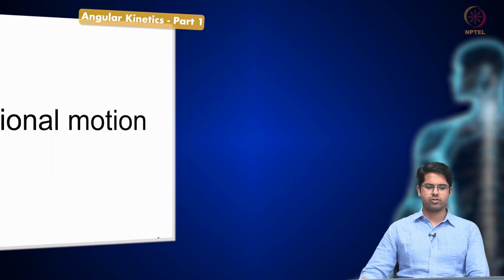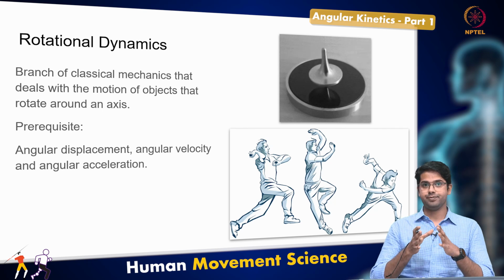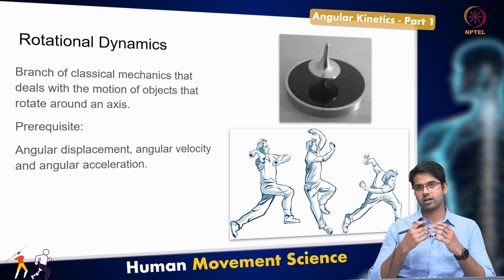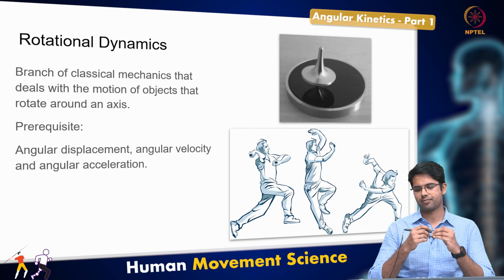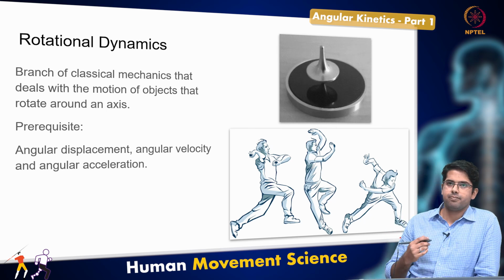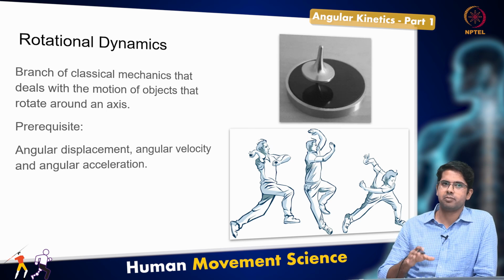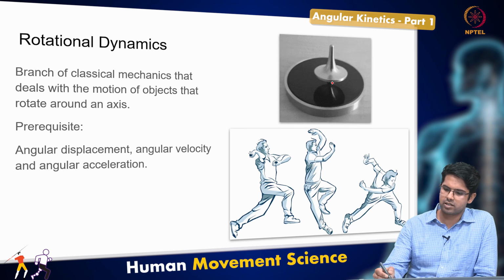Welcome back to another module in human movement science, kinetics. Today we'll be studying rotational motion. So let's get into it. Rotational dynamics or kinetics is the branch of classical mechanics that deals with objects that rotate about an axis.